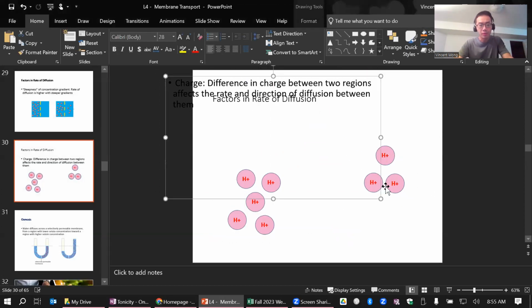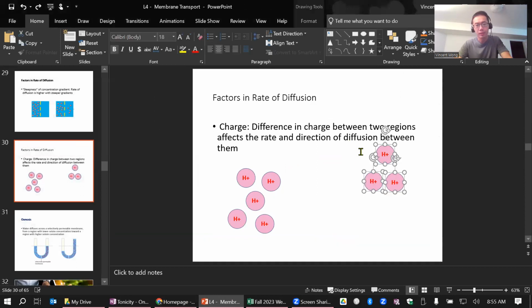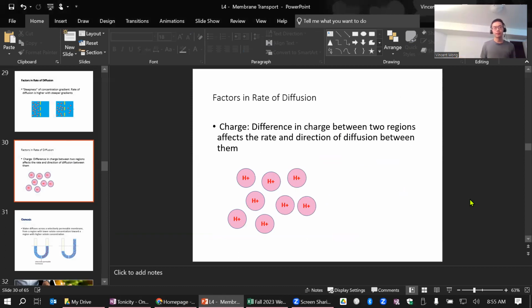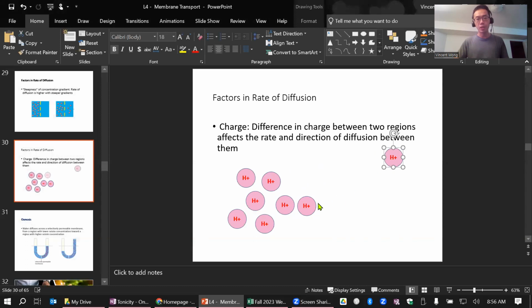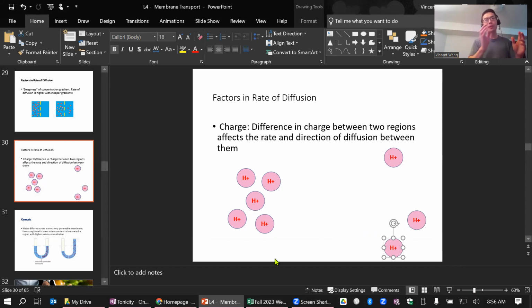So let me just try to move these things over. Okay, so here we have a bunch of H plus. Like charges repel each other, right? Positives don't like to be next to other positives. Negatives don't like to be next to other negatives. So if you have a lot of positives in a concentrated area, they are going to be pushing each other away, right? And this is going to happen faster compared to something that has no charge.